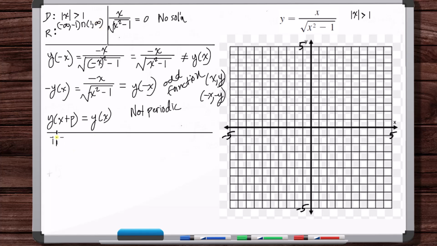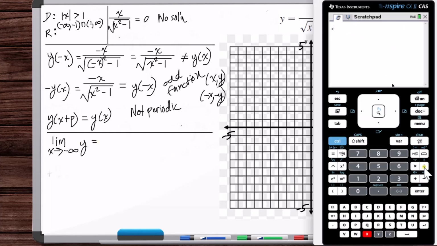Okay, so let's take the limit as x approaches negative infinity of the function, x divided by the square root of x squared minus 1. Okay, we want to store this as e. Well, actually, that's not correct. It's the square root of x squared minus 1.